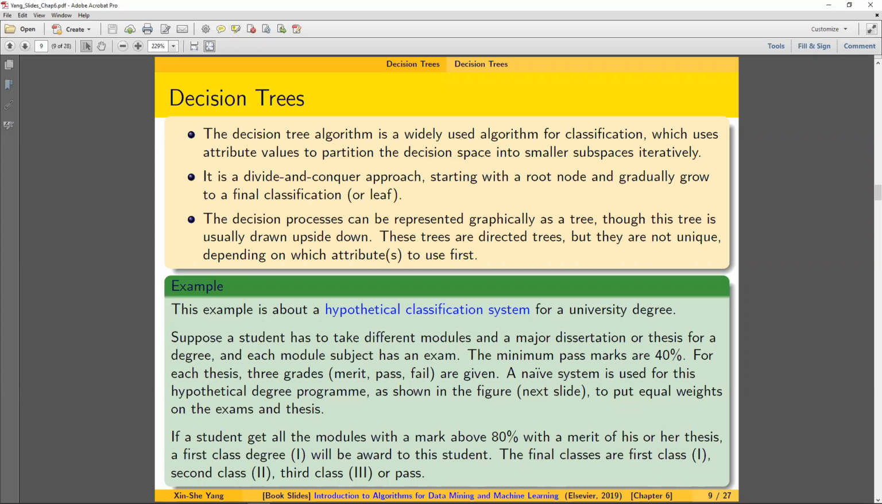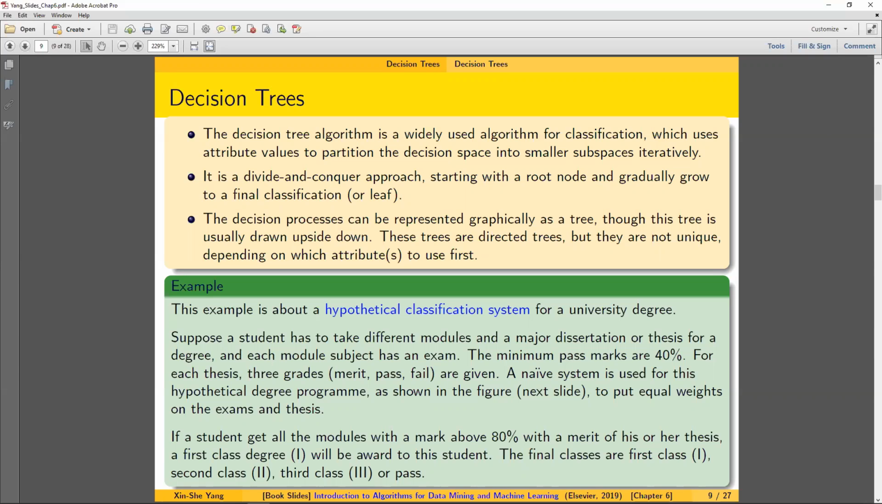The decision tree algorithm is a widely used algorithm for classification, which uses attribute values to partition the decision space into smaller subspaces iteratively. Just to be aware, it's a divide and conquer approach, starting with the root node and gradually growing to a final classification, which we consider to be a leaf.